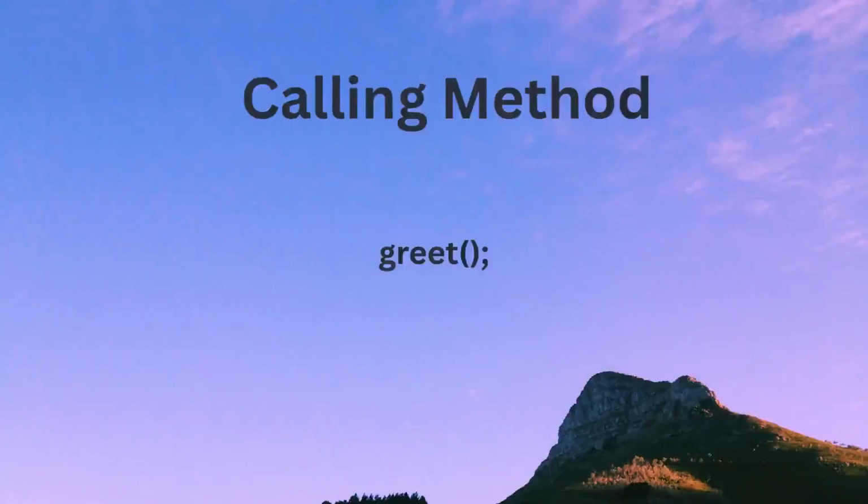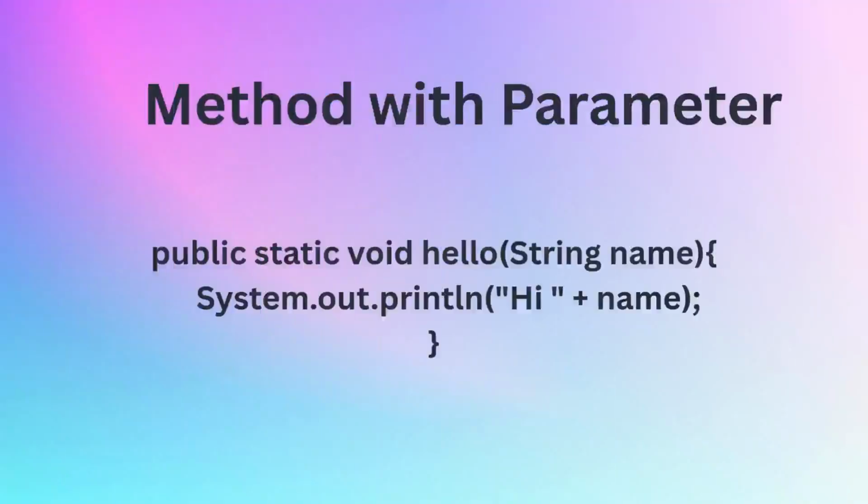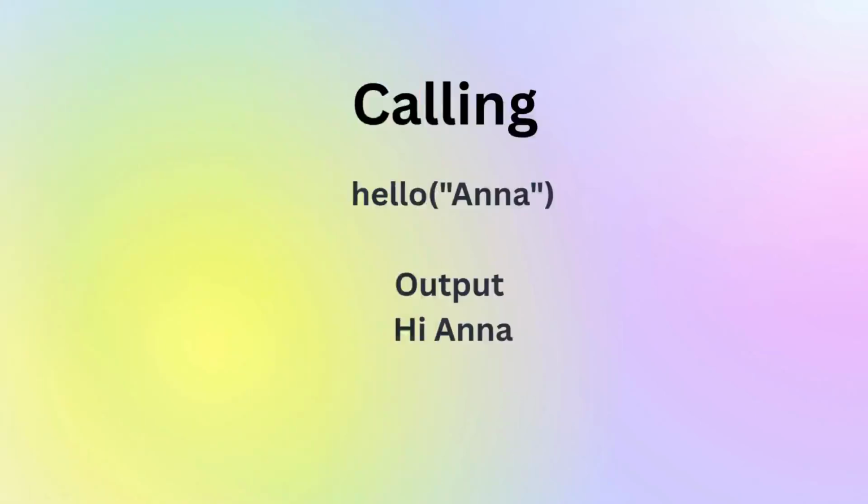Next, a method with a parameter. public static void hello(String name) { System.out.println("Hi " + name); }. Calling hello("Anna"). Output: Hi Anna.